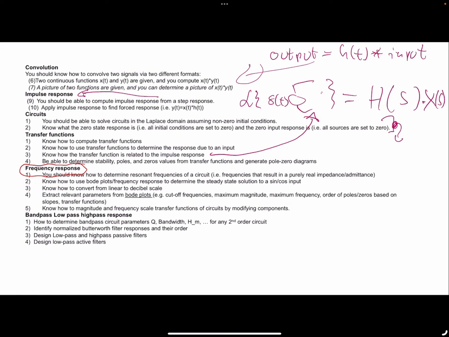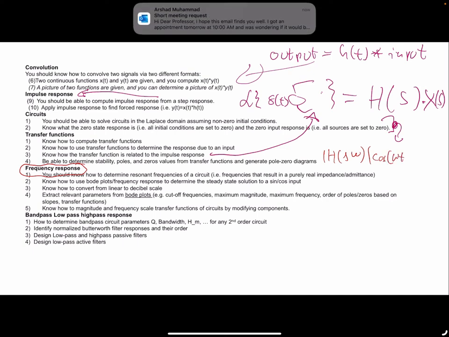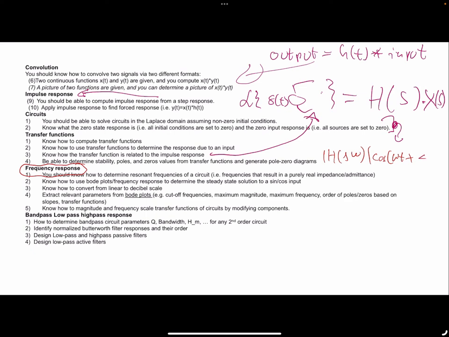So basically, the magnitude of H of j omega times cosine of omega t plus the angle of H of j omega is the steady state response due to an input cosine omega t. So you should know this. It will show up in the final.